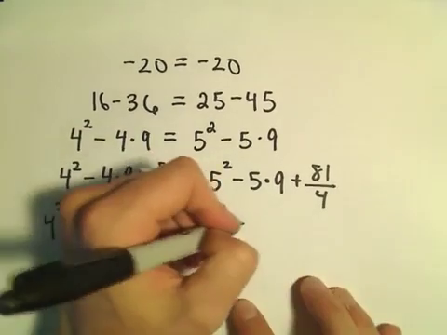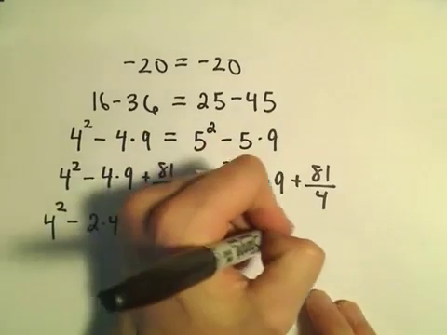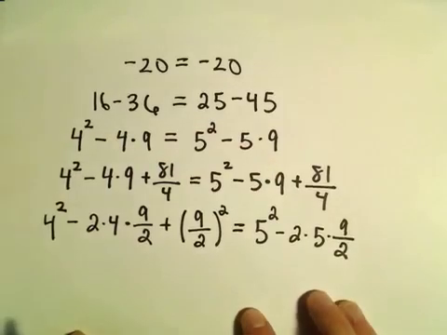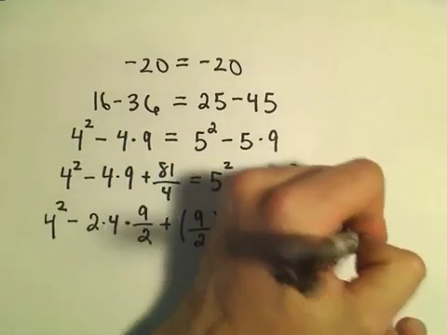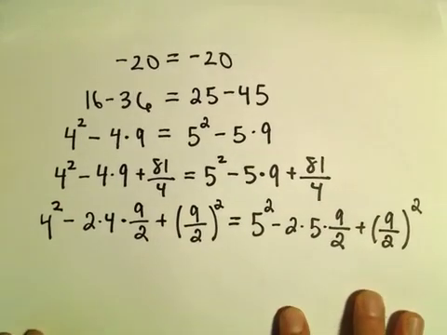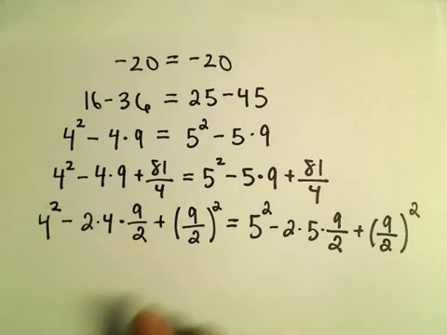On the right side, I'm going to do the same thing. So we've got 5 squared. What I'm going to do here is write this as 2 times 5 times 9 over 2, and then plus 9 over 2 squared. Okay, so basically the 2 and the 9 halves would cancel, giving us back our 9 that we had up there. So, alright, so far so good.